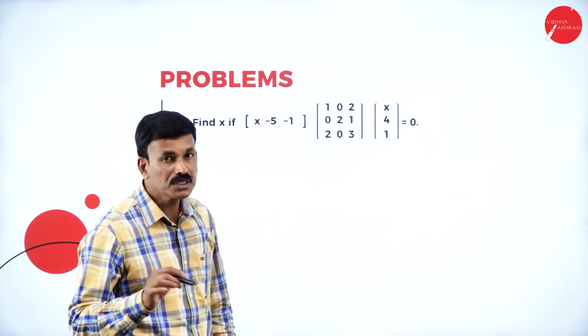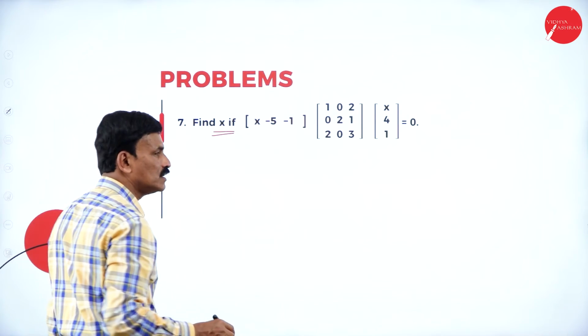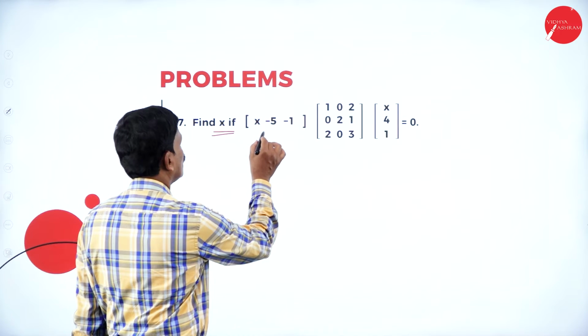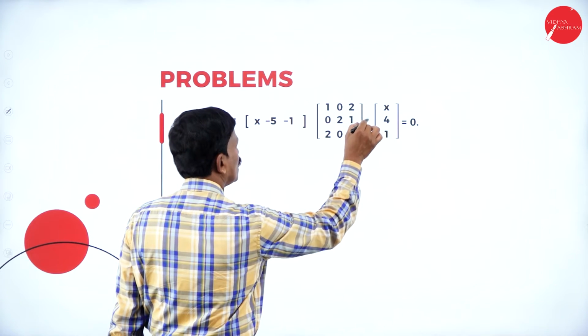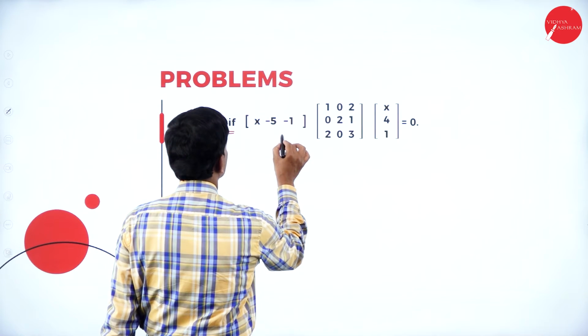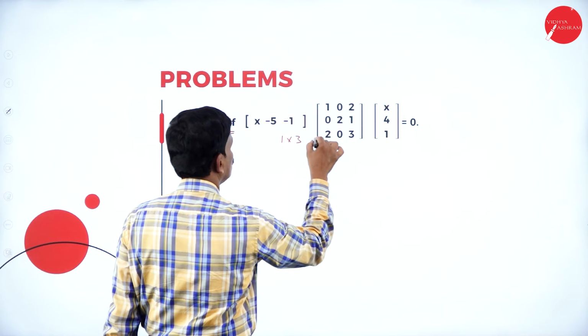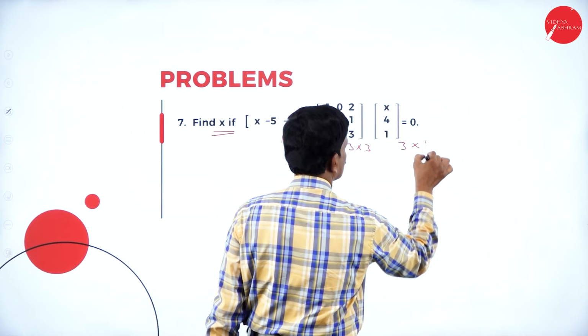Now, let us come to this type of problem. Find X, solve for X. What is given? Here X minus 5 minus 1, 1 0 2, 0 2 1, 2 0 3 and X 4 1. So there are 3 matrices. What is the order? This is of order 1 row 3 columns. This is of order 3 rows 3 columns. This is of order 3 rows 1 column.